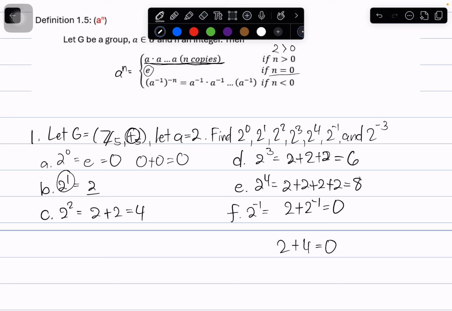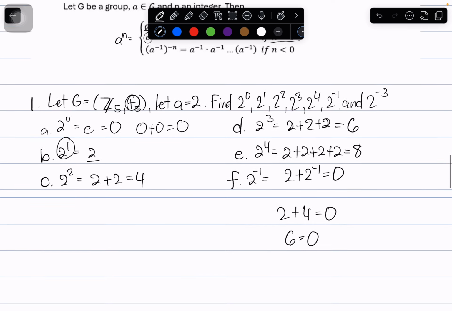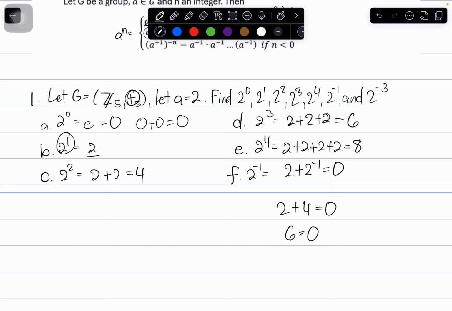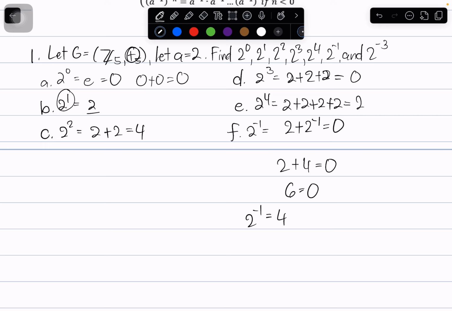If we substitute 2 inverse with 4, we will get 0 because 2 plus 4 is equal to 6, and 6 modulo 6 is simply 0. So that's how you get the inverse. So now our answer, 2 inverse, is equal to 4. Okay, so I'm sorry, instead of 8, this is 4. Instead of 6, this is 0. No, sorry, this is 2 because modulo, right?